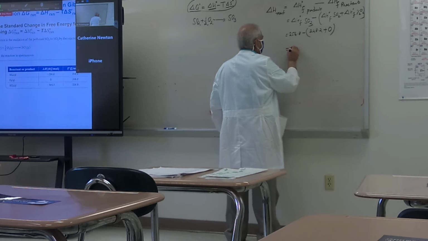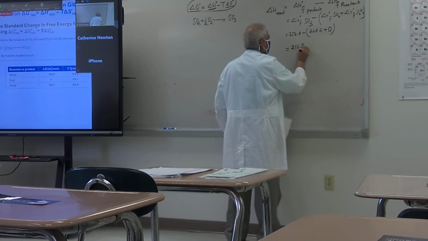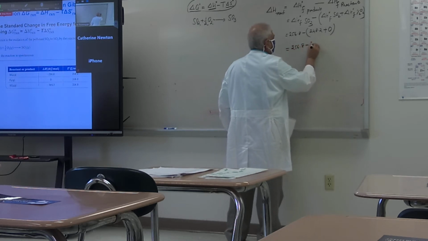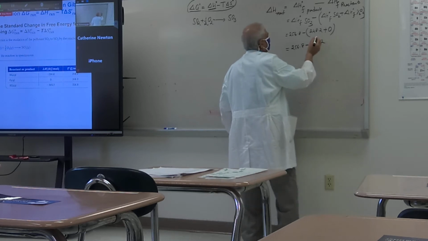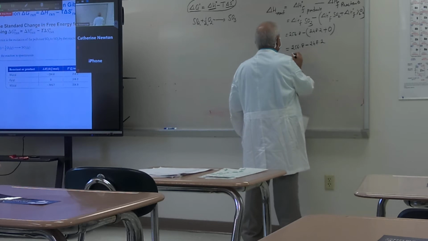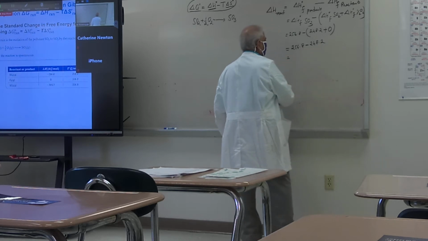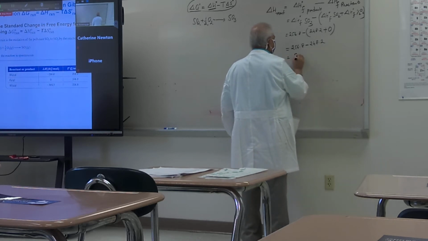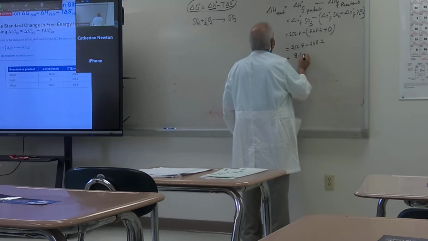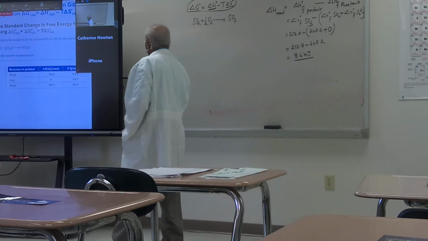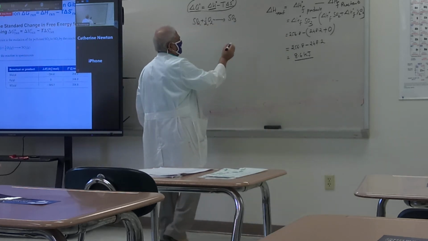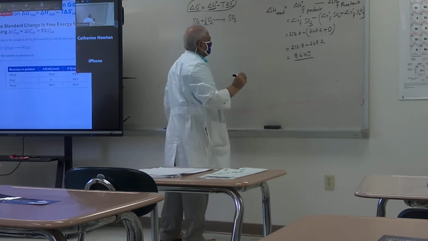So now it's going to be 256.8 minus 248.2, correct? How much is this? 8.6. Is it 8.6? Yes, 8.6, it is kilojoules. 8.6 kilojoules. Okay, now calculate the delta S0.